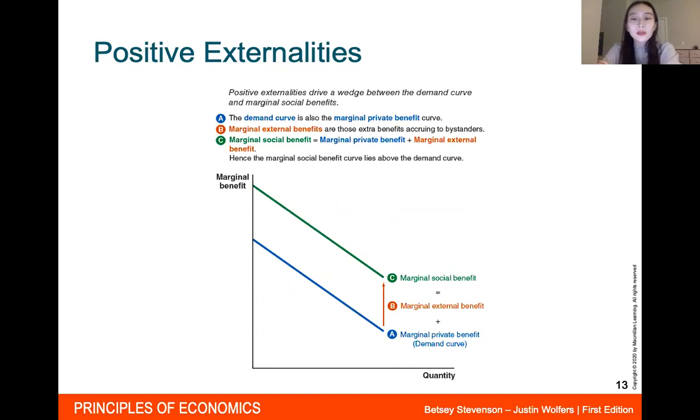In other words, marginal social cost equals marginal private cost plus marginal external cost. Marginal social benefit equals marginal private benefit plus marginal external benefit.